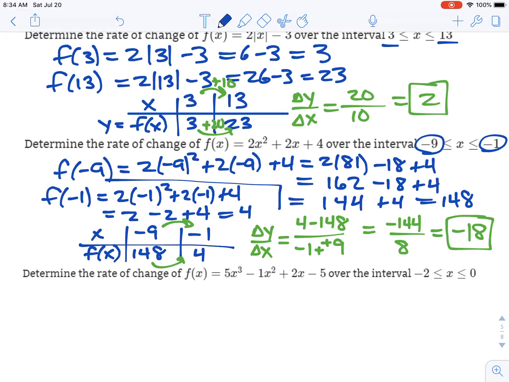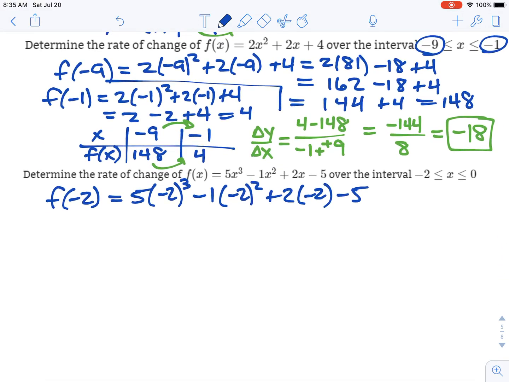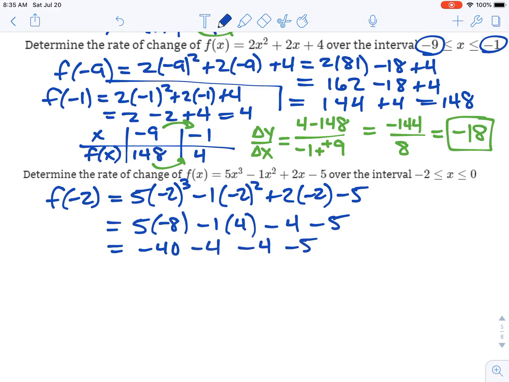For the last one, same idea. We're going to plug in the endpoints. F of negative 2 would be 5 times negative 2 cubed minus 1 times negative 2 squared plus 2 times negative 2 minus 5. Yeah, we're plugging in negative 2. And we get 5 times negative 8 minus 1 times positive 4 for the negative 2 squared minus 4 minus 5. This would be negative 40 minus 4 minus 4 minus 5, which would be negative 53.